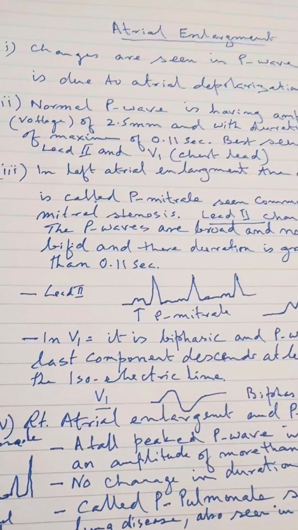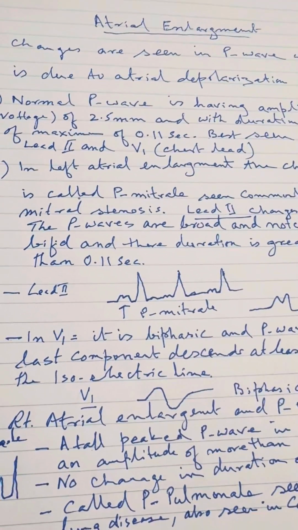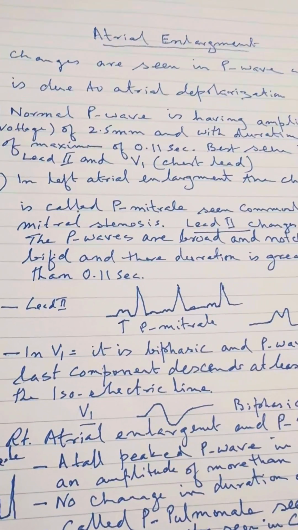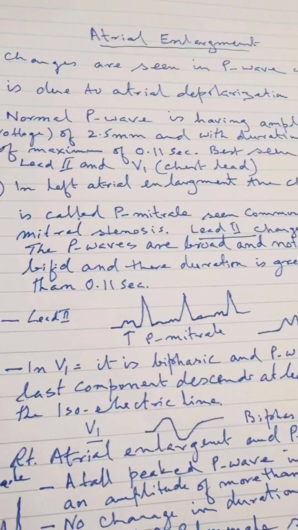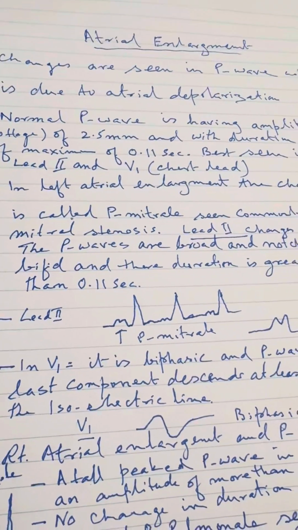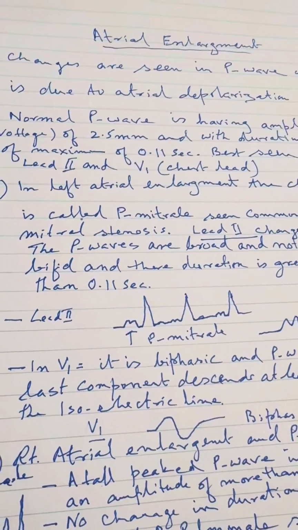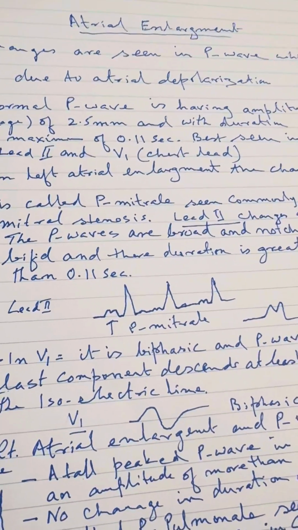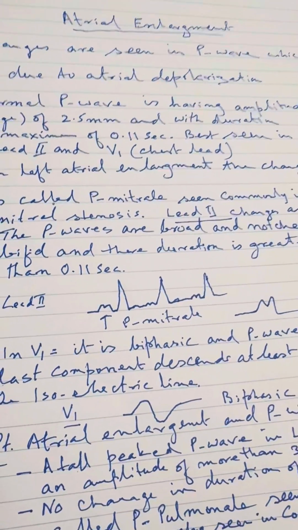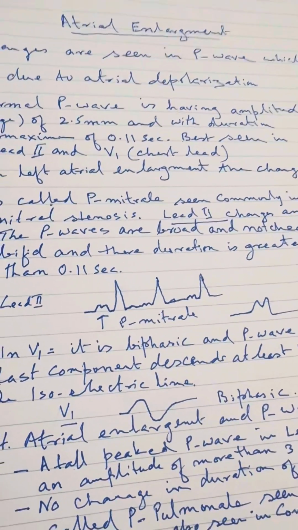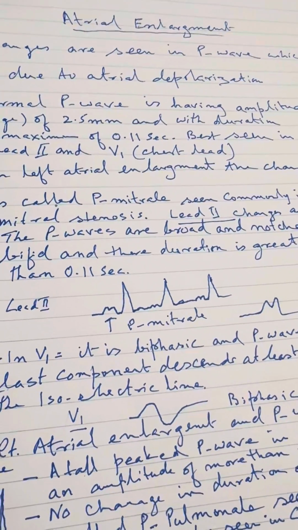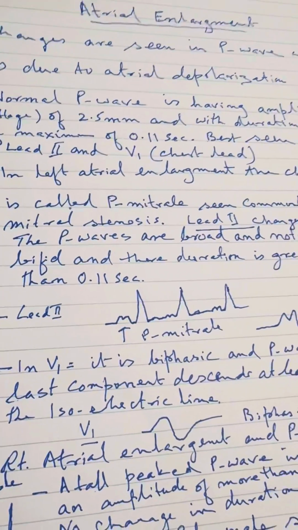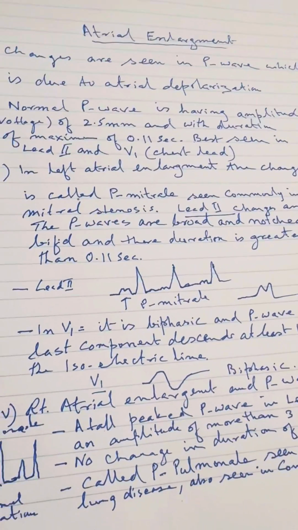Second part of the question was about atrial enlargement. Now, the P wave is due to atrial depolarization. So, if there is any enlargement of either right or left atrium, it will be shown in the P wave, because P wave is because of the atrial depolarization.